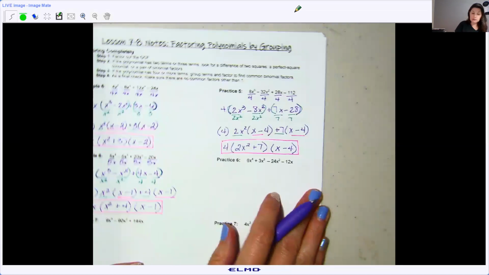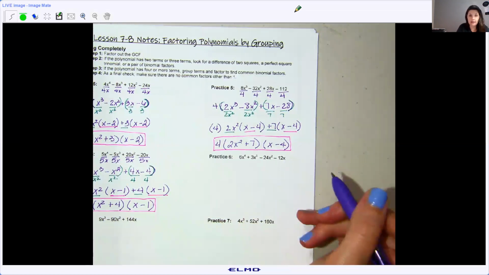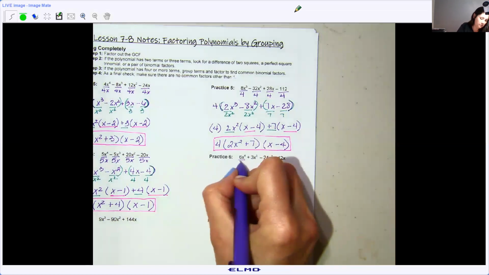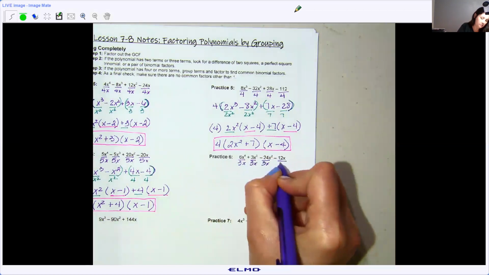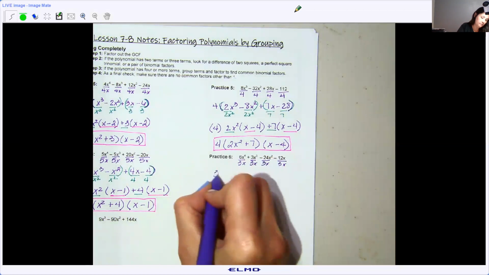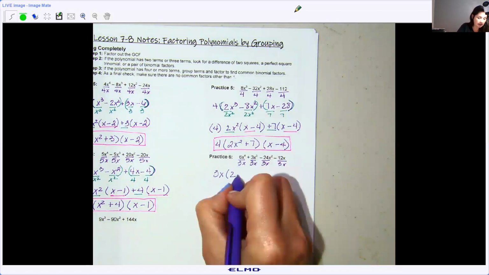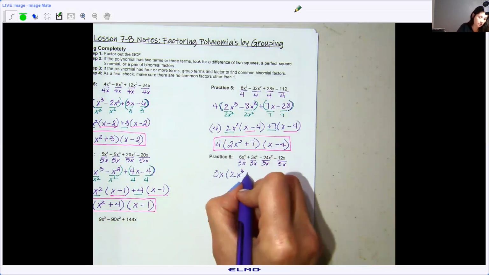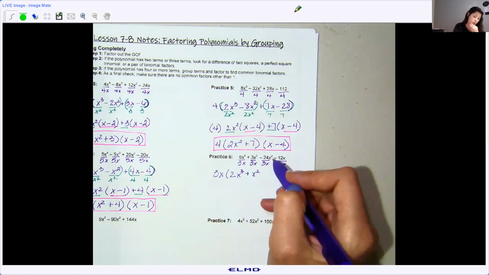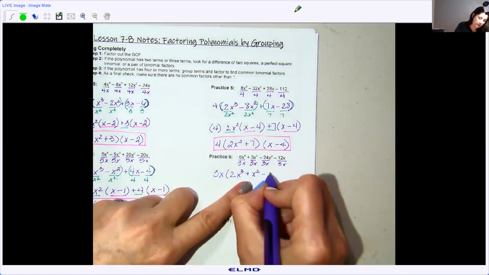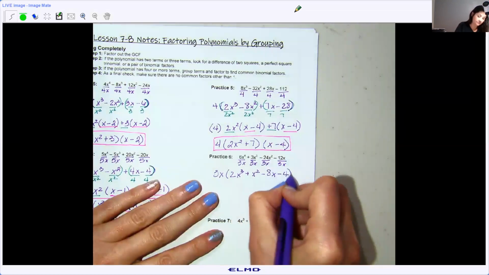All right, let's go ahead and look at example 6. The greatest common factor I'm going to pull out of all of these will be the 3x. So 6 divided by 3 is 2. x to the 4th divided by x is x cubed. 3x cubed divided by 3x is just x squared. Negative 24x squared divided by 3 is a negative 8x. And negative 12x divided by 3x is a negative 4.